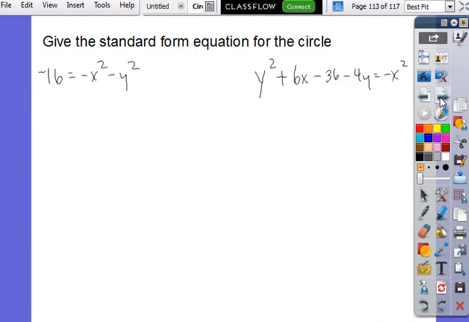On the standard form stuff, x squared and y squared have to be positive. So I have to move them across. Just switch everything.